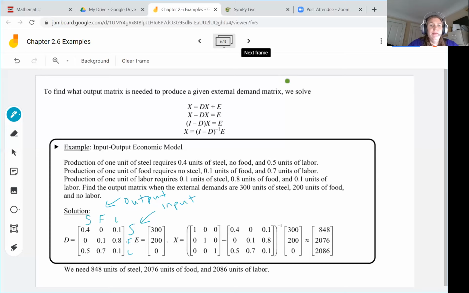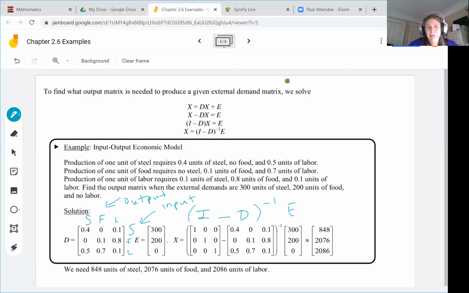And then to fill in the last column, we use this given information that production of 1 unit of labor requires 0.1 units of steel, 0.8 units of food, and 0.1 units of labor. So now we want to find the output matrix. So we are going to work this equation, X equals identity matrix minus D. We're going to invert that, multiply it by matrix E.